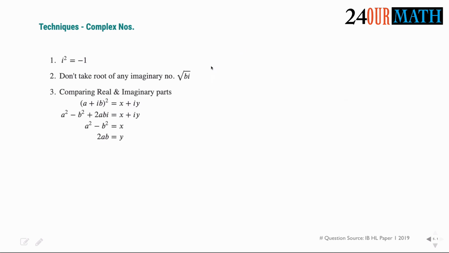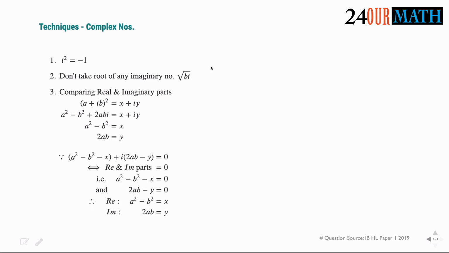Finally, we have a very important technique for solving this kind of problem. That is comparing real and imaginary parts. The explanation for this technique is that when you move all the numbers from the right to the left and make this equal to 0, then both the real part and imaginary part must be equal to 0 and vice versa. So that's the reason we come to the same conclusion that a squared minus b squared equals x and 2ab equals y.